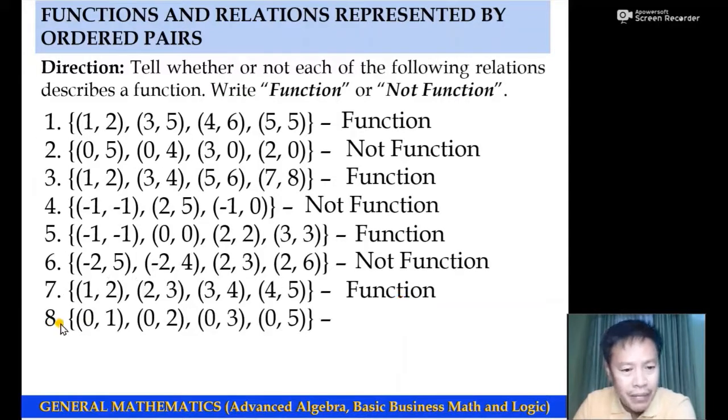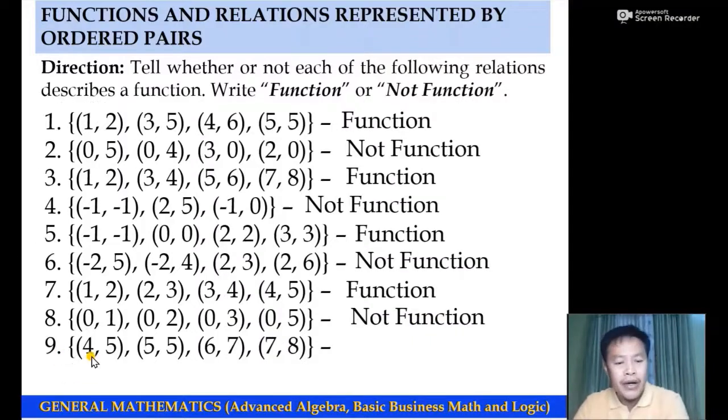We will proceed with number 8. 0, 0. This is not a function anymore because the four ordered pairs have only one abscissa and this abscissa has four different images. You have 1, 2, 3, and 5, and this is not a function, of course.